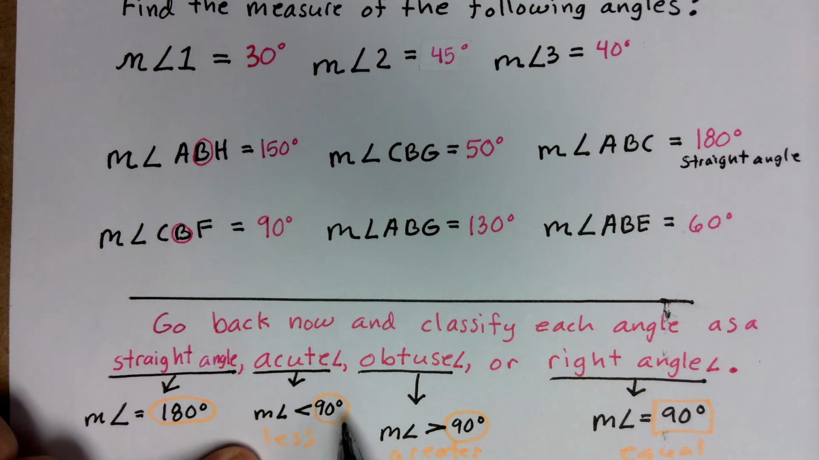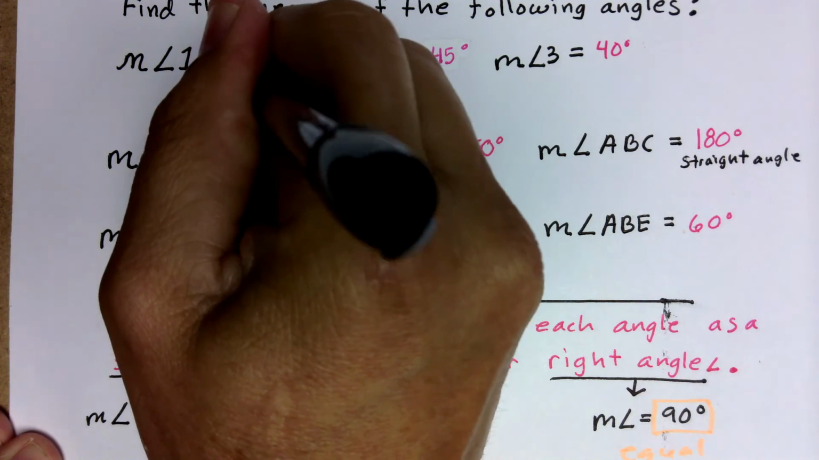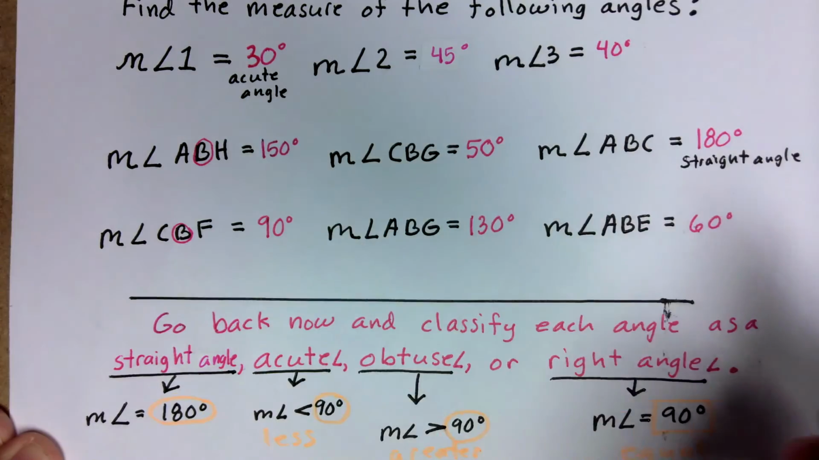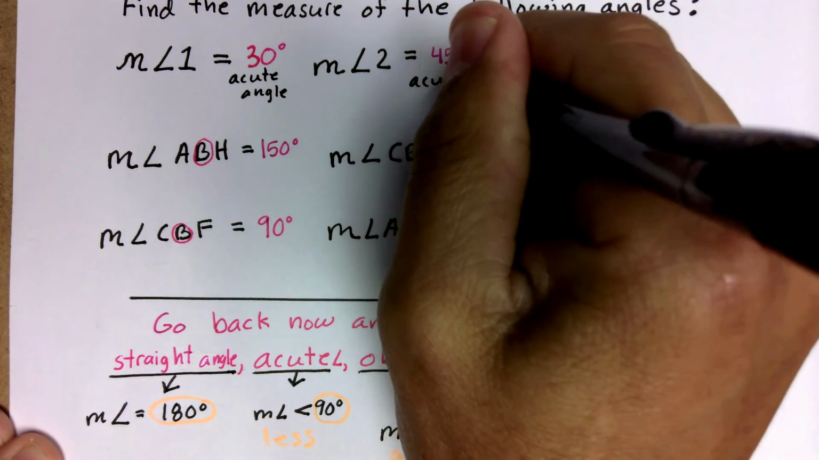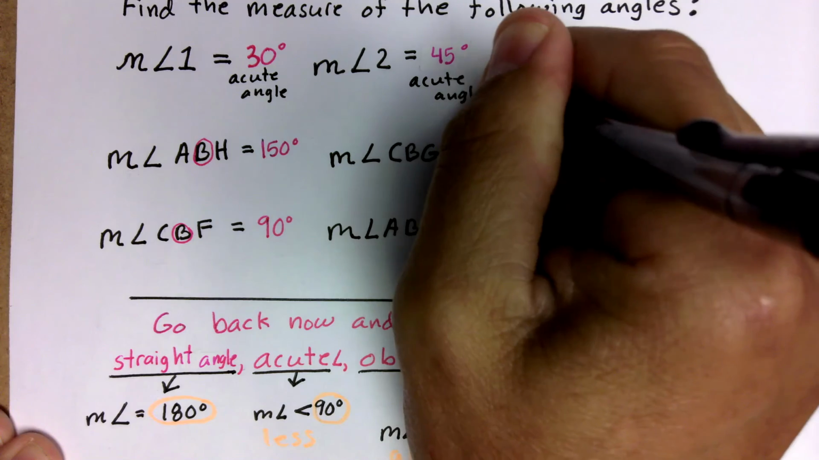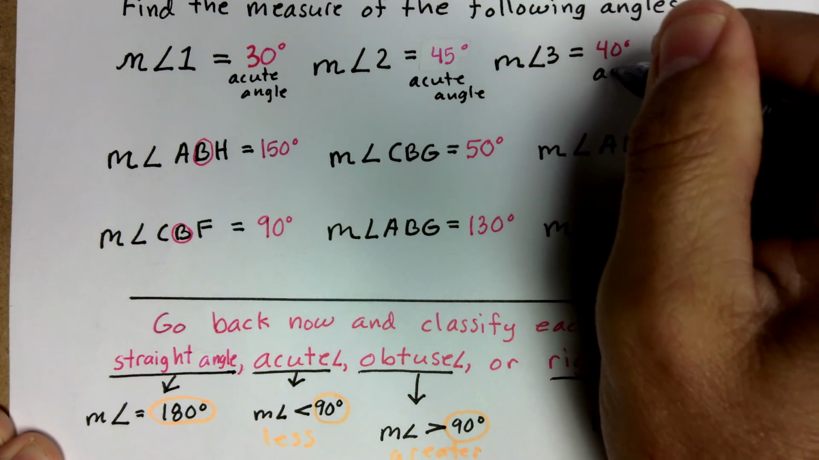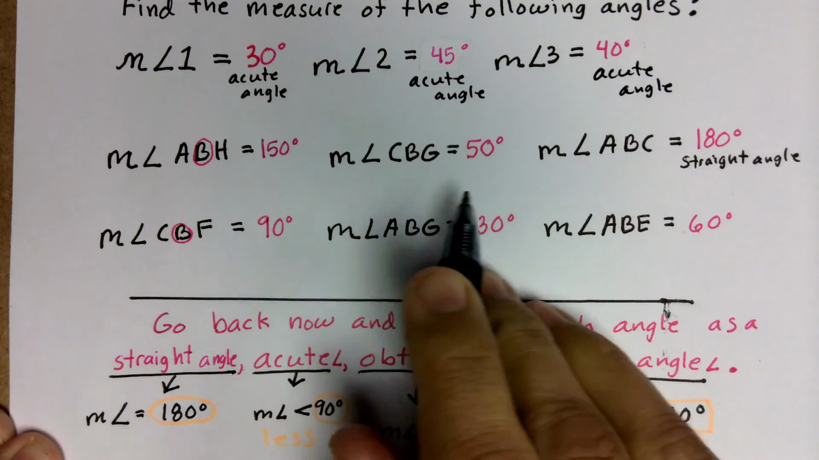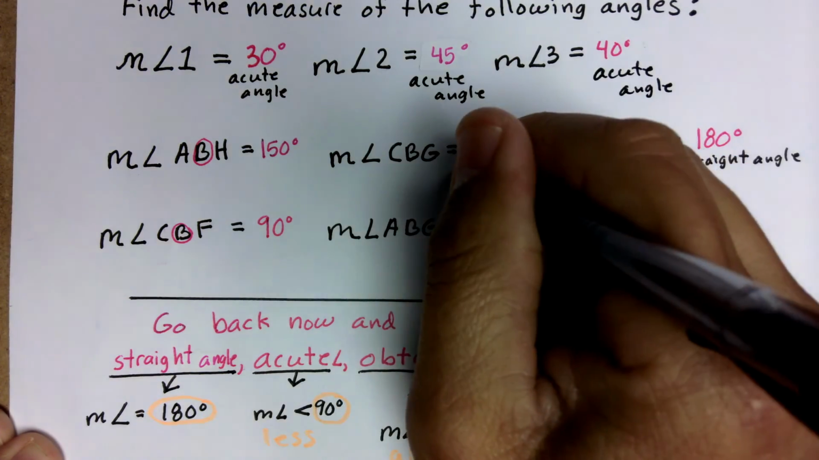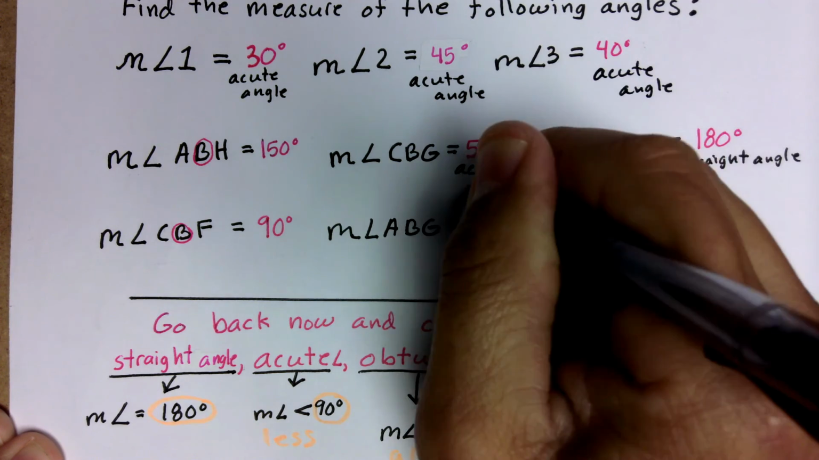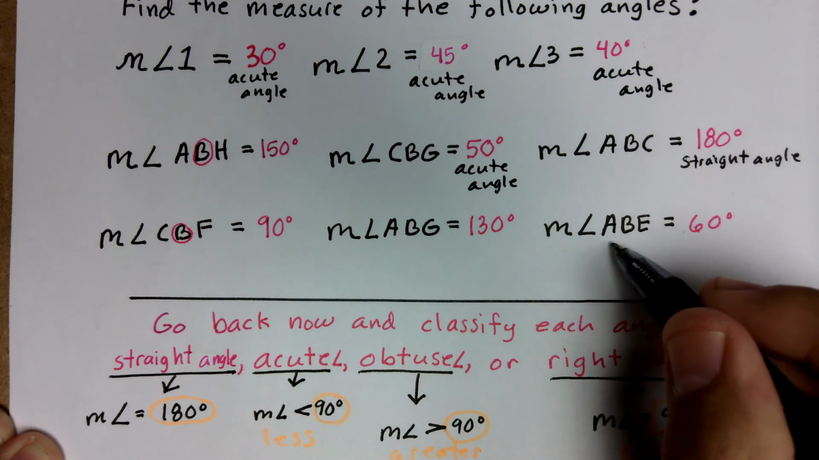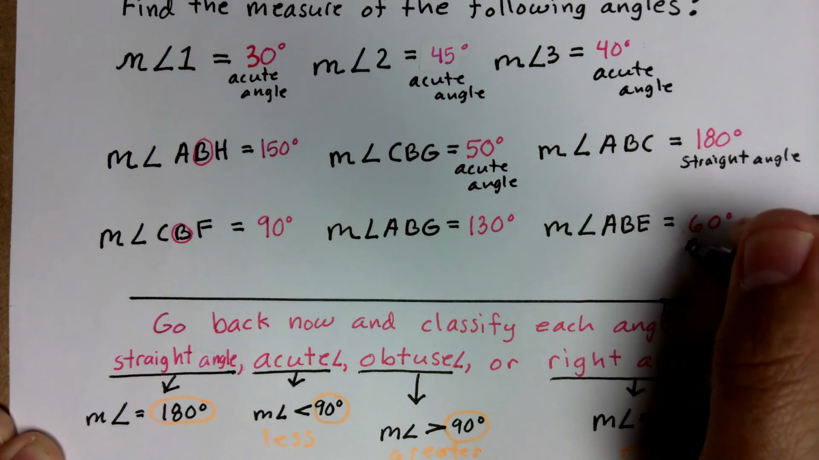And then when it comes to my acute angles, that's anything less than 90 degrees. So this one right here was an acute angle. And this is an acute angle. This one is also an acute angle. This 50 down here, that was an acute angle. And the last one, angle ABE, was an acute angle.